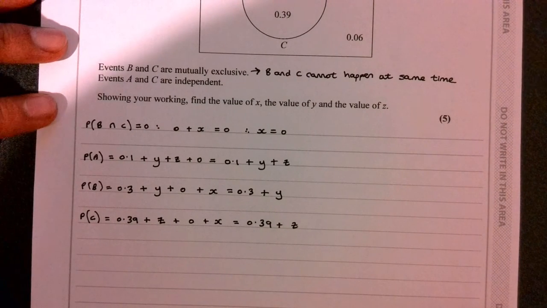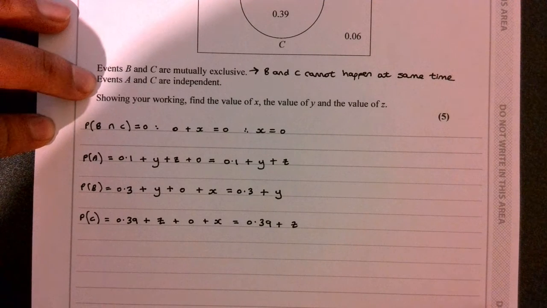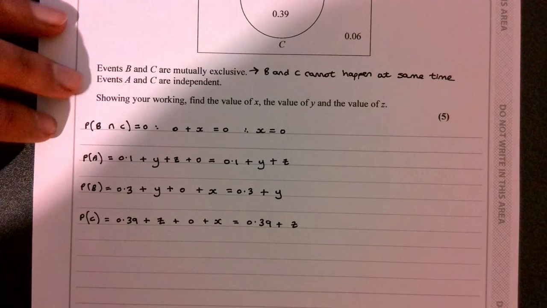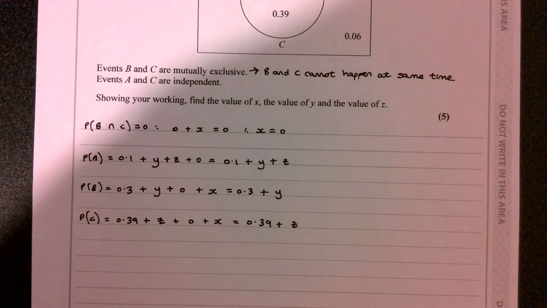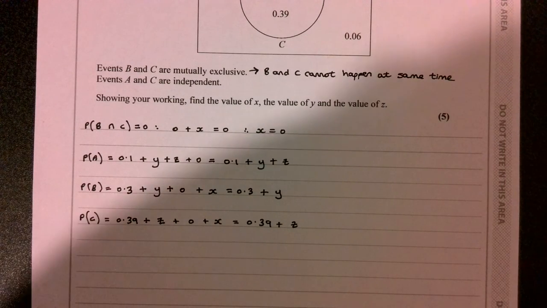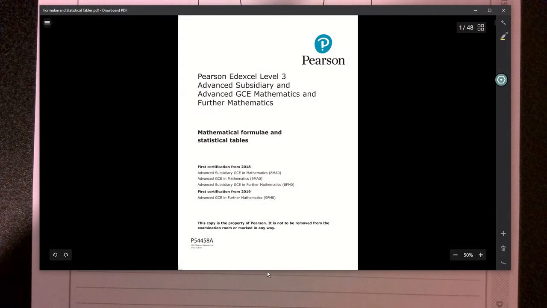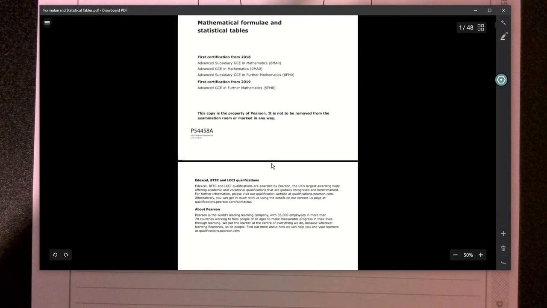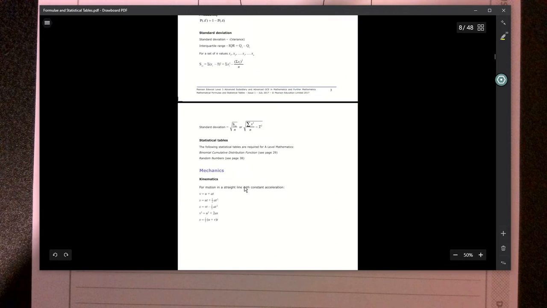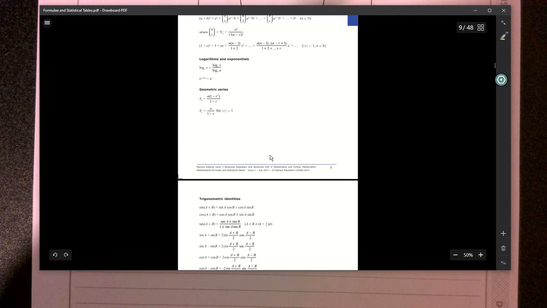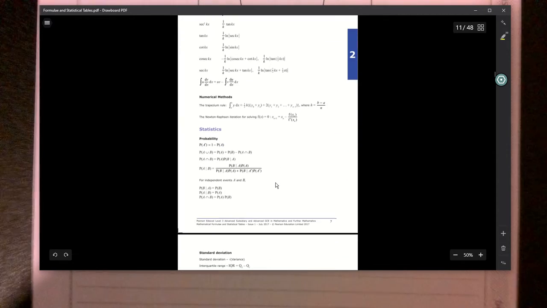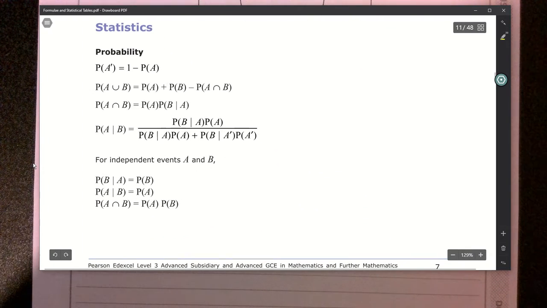Now, we also have this other statement that the events A and C are independent. And if we take a look at the formula book, let's just get the formula book up. The formula book is over here. If we scroll down, it's not under the AS section, it's rather under the full A-level section, underneath the statistics bit. We've got over here, for independent events A and B, the probability of A and B is equal to the probability of A multiplied by the probability of B.